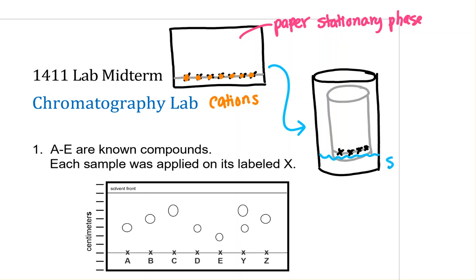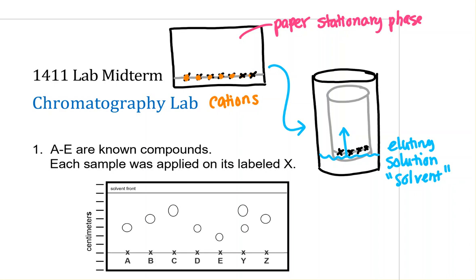And the solution down here, we may call it a solvent, or it's called the eluting solution. Because once we put it in there, what happens is that solution will move up the paper, which is the process of elution, and it carries to some extent the cations with it, depending on their solubility in the solution versus how much they stick to the paper.